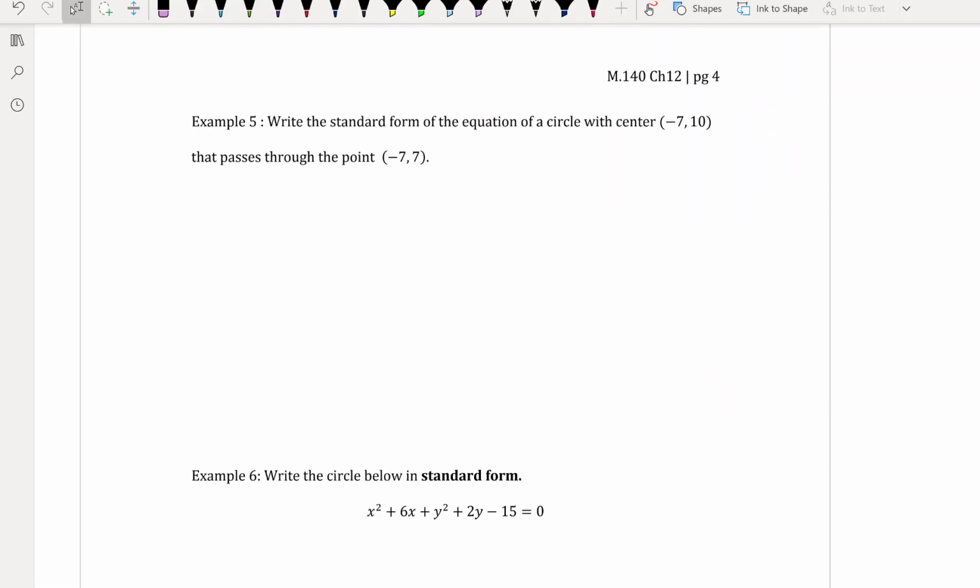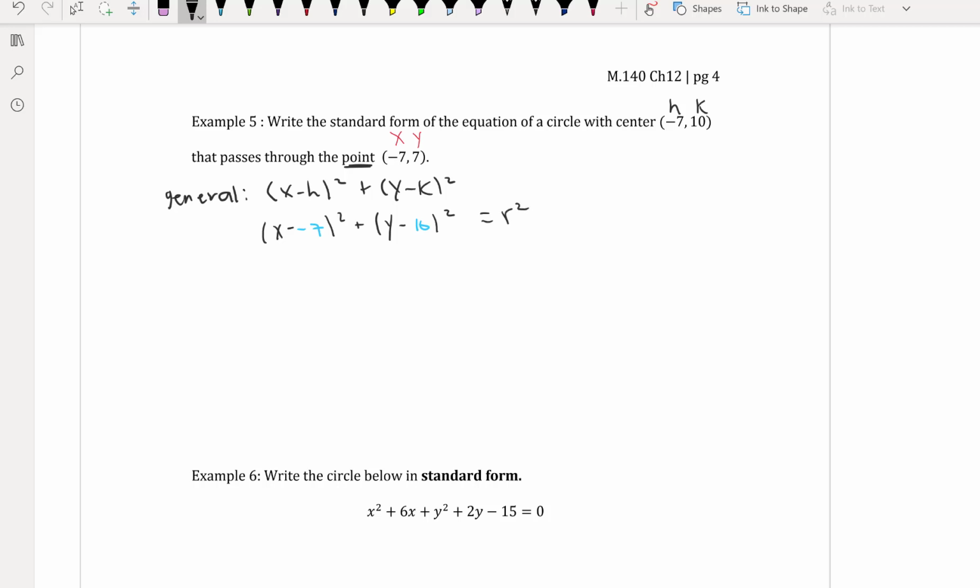For example number 5, it says write the standard form of the equation of a circle with the center that passes through this point. So you're just like, okay, I know that the general equation, hopefully you all have it memorized by now, is x minus h squared plus y minus k squared, and I have my center of h and k. And here it just passes through the point. Remember that any ordered pair, when you graph it, is my x and my y value. So now plugging in some values, I have x minus, and that h value that I'm plugging in is negative 7, squared, plus y minus, and that k value that I'm plugging in is 10, squared, is equal to my radius squared.